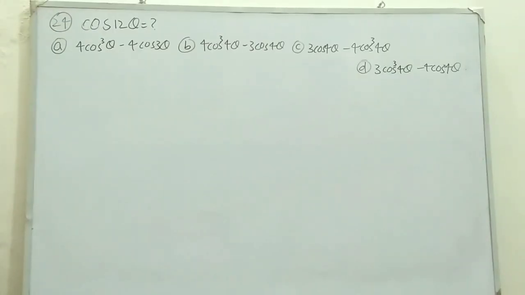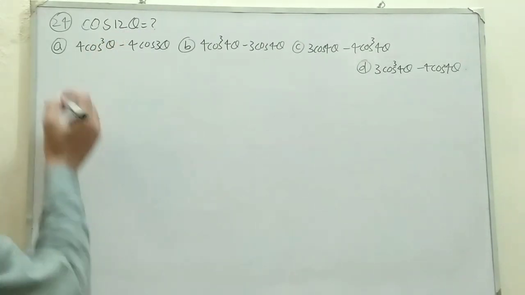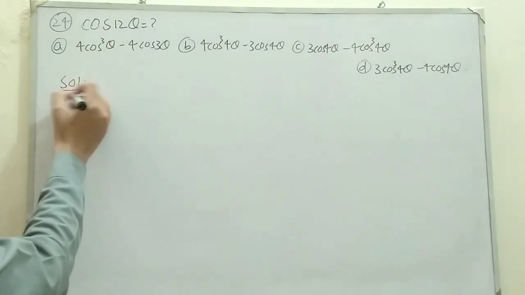Now move toward MCQ number 24. It tells us to find the value of cos of 12 theta. There are 4 options given. So move towards the solution of MCQ number 24.